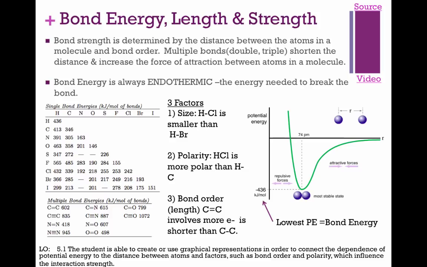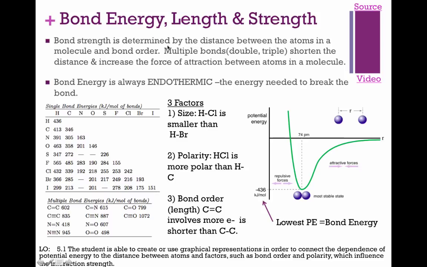So for thermochem, the first part that we're going to look at is actually bond strength and bond energy. When we're looking at bond strength, that's just literally the strength of the bond between two atoms. It's determined first by how close they are together. So if the nuclei are very close together, that's going to be a really strong bond.